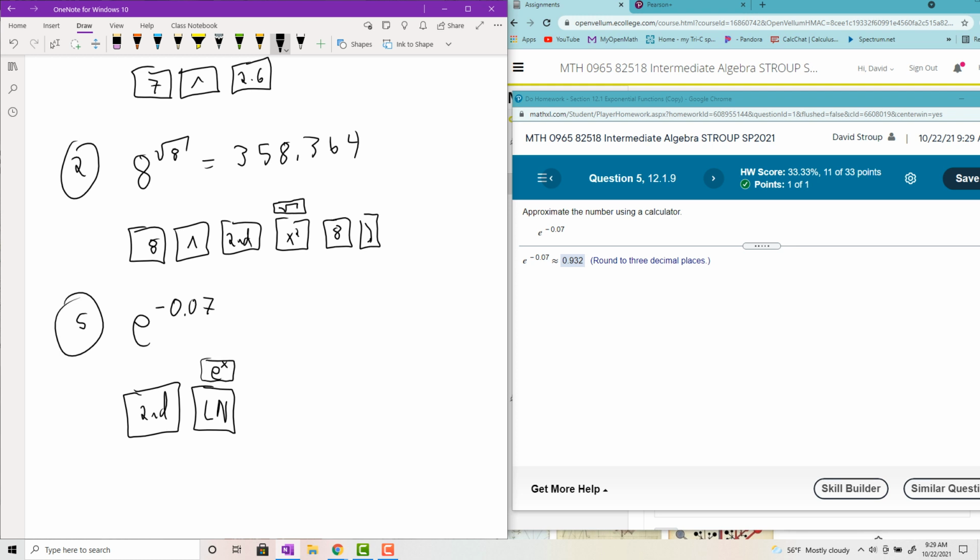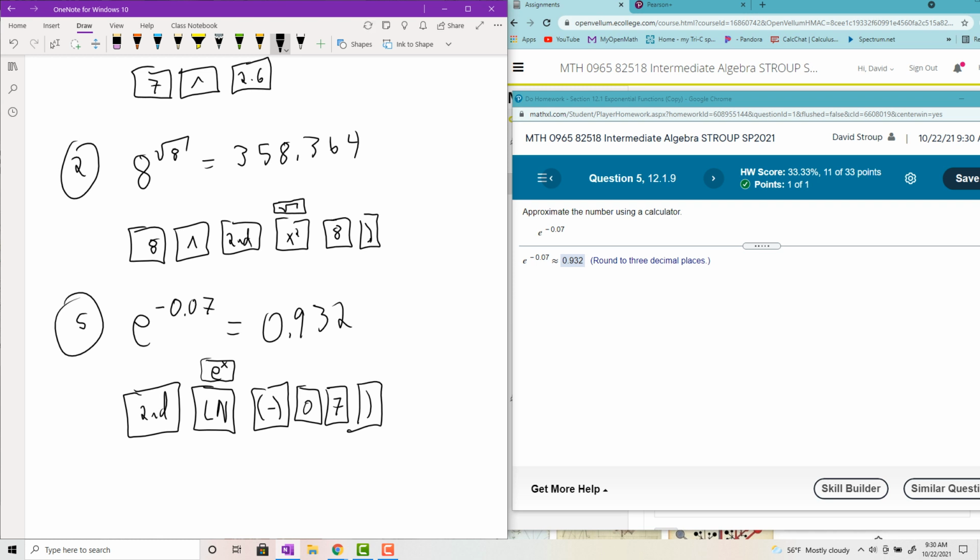So you'll hit second and then ln, and it gives you e caret parentheses. Inside the parentheses you put a negative sign, not the minus sign, then 0.07, and then end parentheses, and push enter. You can't use the minus symbol, you have to use the negative symbol. I typed in 0.07, then had to type in another parenthesis, and then I hit enter and got 0.932.